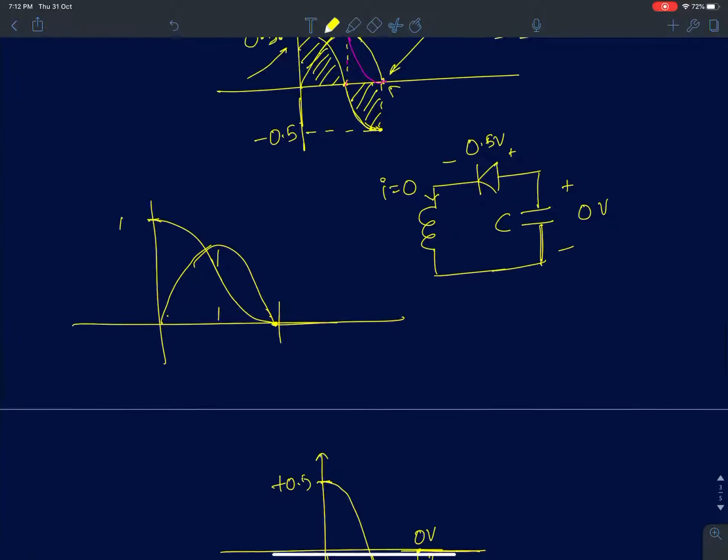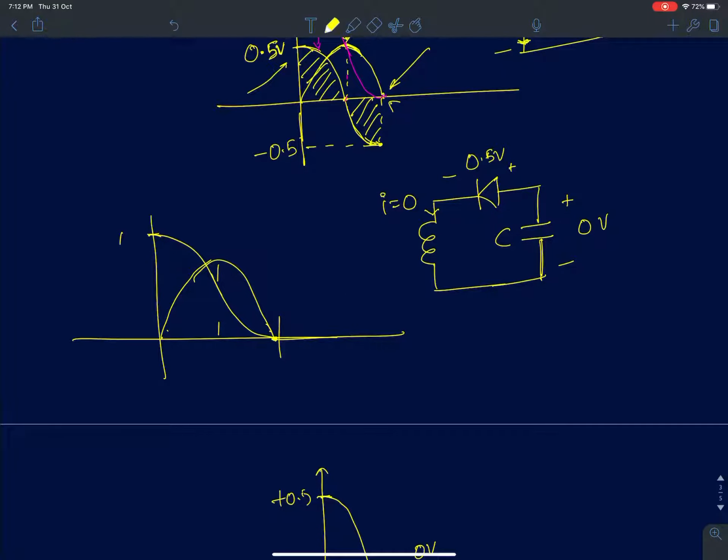So now where did this energy go? We had an initial energy of half C into 1 square, which was C by 2 joules of energy. But then where did that energy go? So we by now can see that it gets dissipated across the diode.